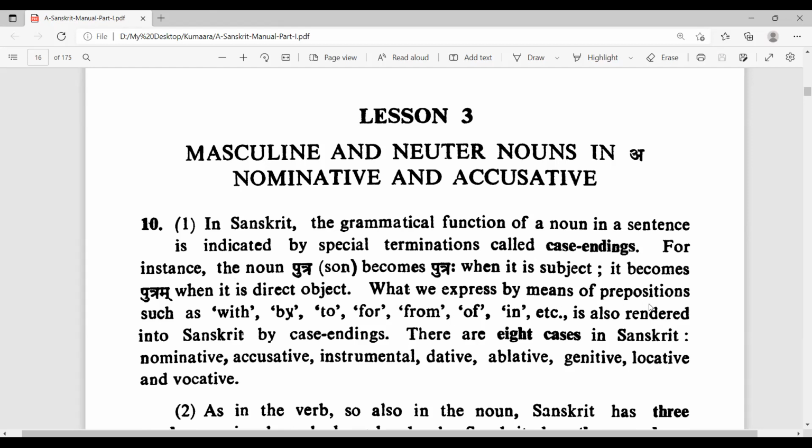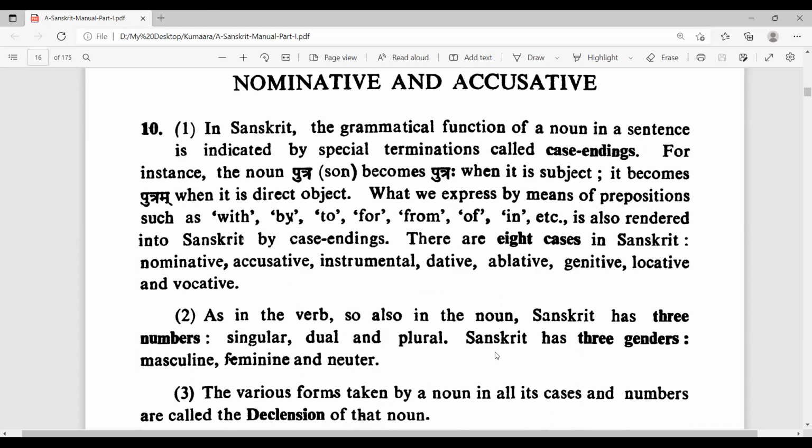What we express by means of prepositions such as with, by, to, for, from, of, in, is also rendered into Sanskrit by case endings. There are 8 cases in Sanskrit: nominative, accusative, instrumental, dative, ablative, genitive, locative, vocative. These terms, I think you know it, right? The names. Yes.